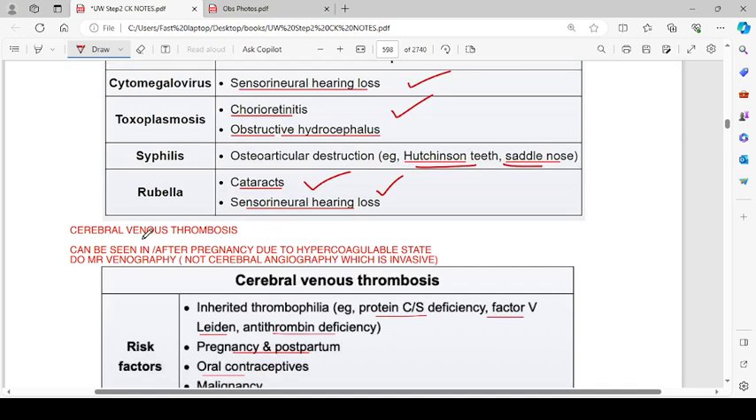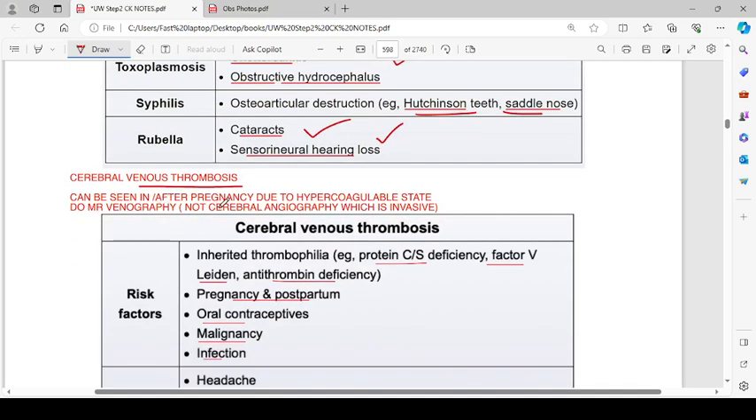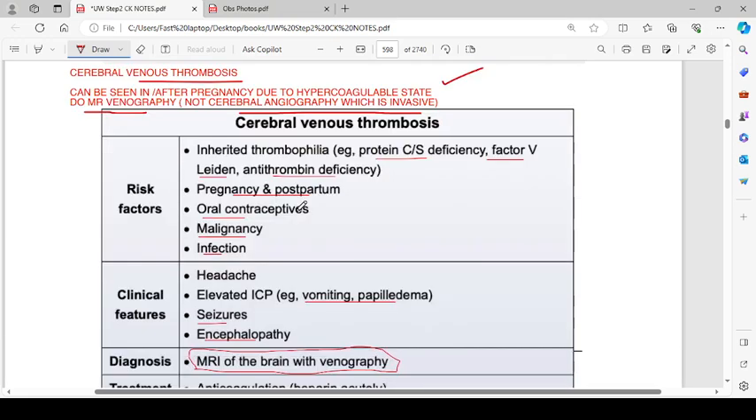Cerebral venous thrombosis can be seen after pregnancy due to the hypercoagulable state. Do MR venography, not cerebral angiography, which is invasive.